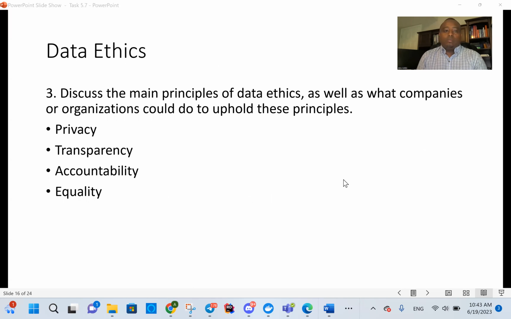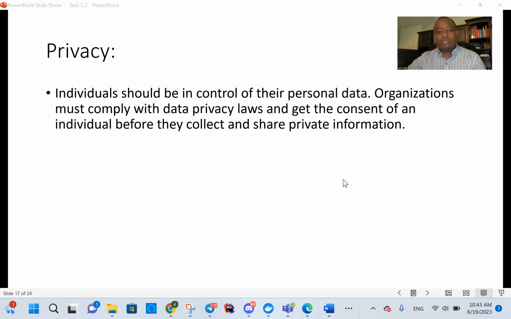Third question will be about data ethics. A question reads like this: discuss the main principles of data ethics, as well as what companies or organizations could do to uphold these principles. So here we have four basic principles of data ethics. First one is privacy, and then transparency, accountability, finally, equality. These are the founding principles of data ethics. We can see them one by one as follows.